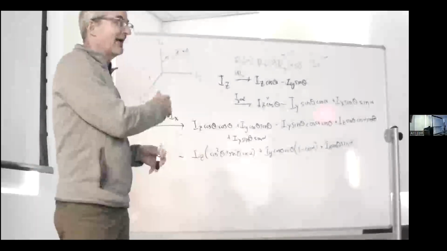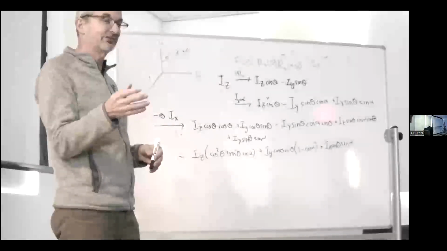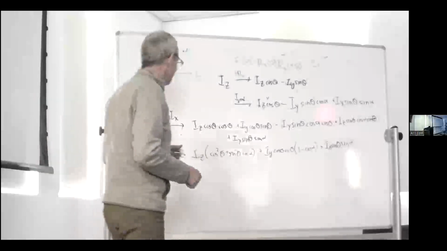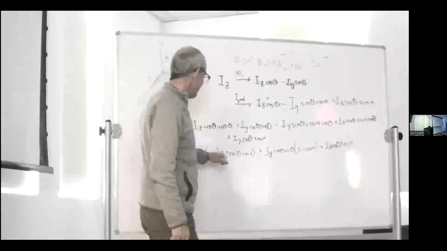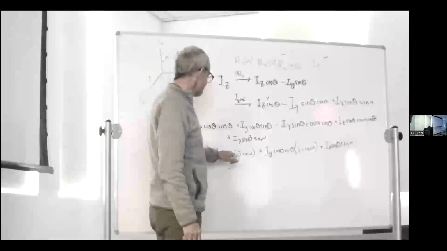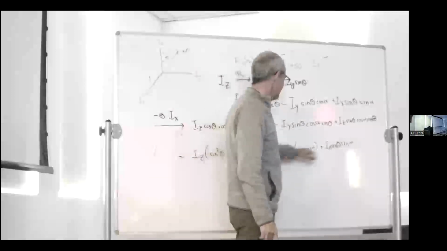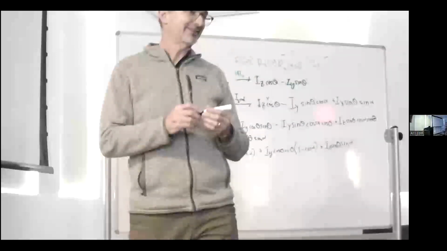If we were way off resonance, the pulse would have no effect, and we should just have Iz. In that case, theta would be 0, and here we would have 1, 0, 0. So our two limits at least make sense.